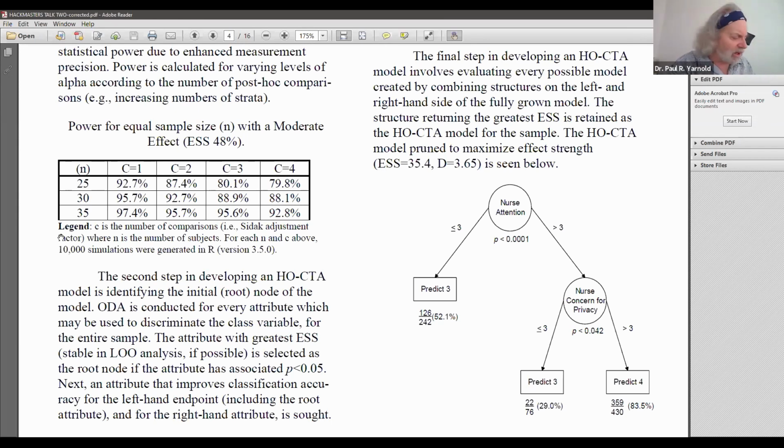Okay, so then you collect the data. The second step is identifying the original node, the root node. See where it says nurse attention there? That's a root node.